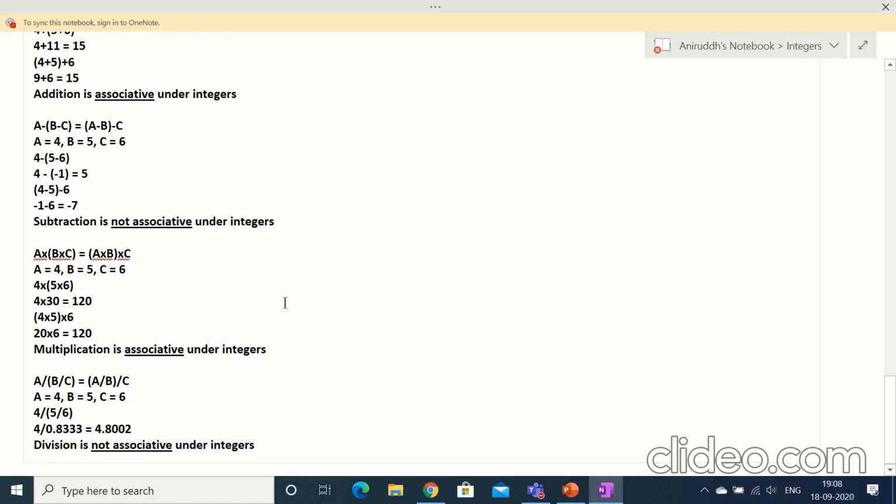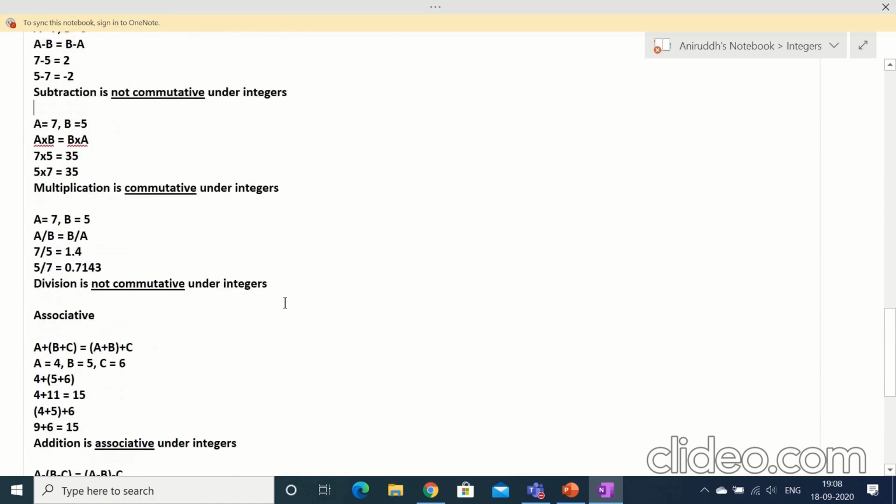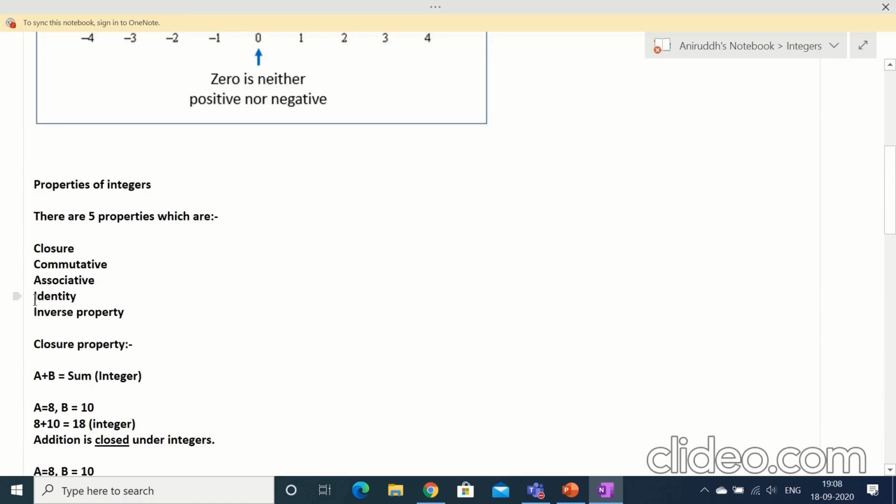So in the next video, we'll check the remaining two properties, that is identity property and inverse property, and we'll learn about absolute value or modulus.